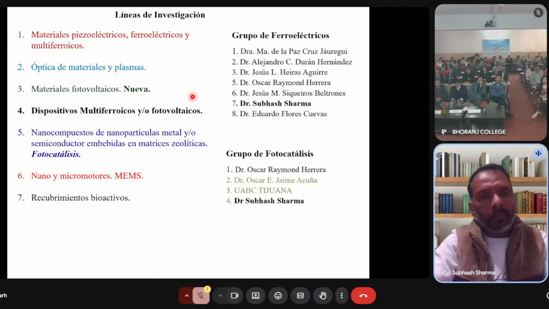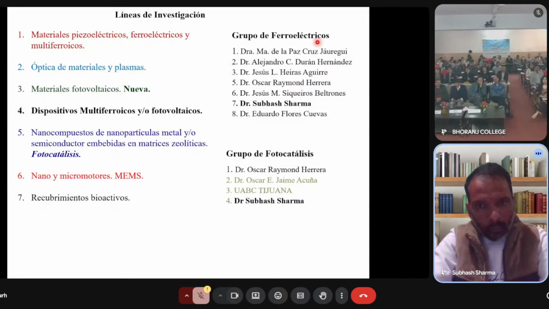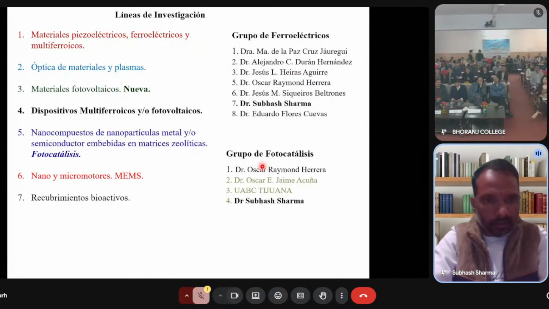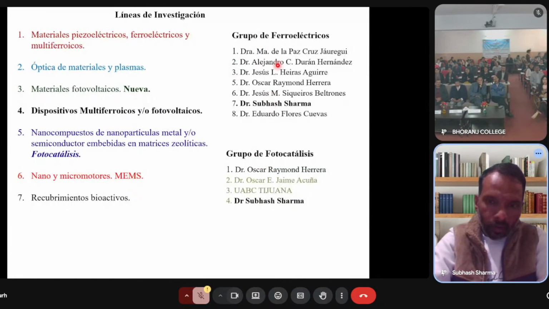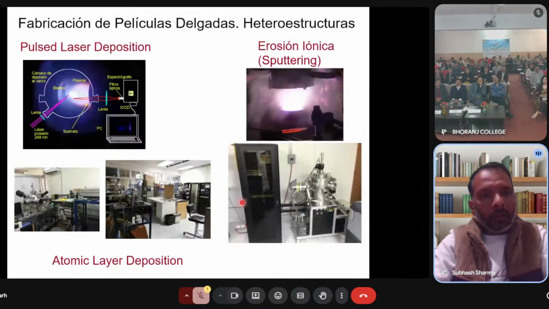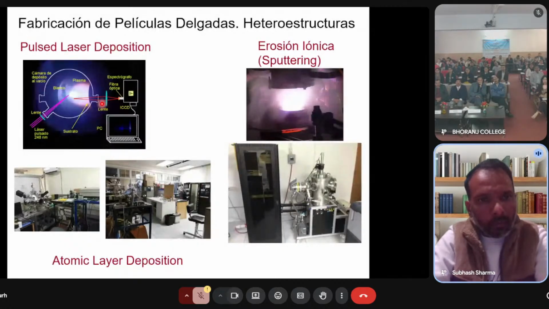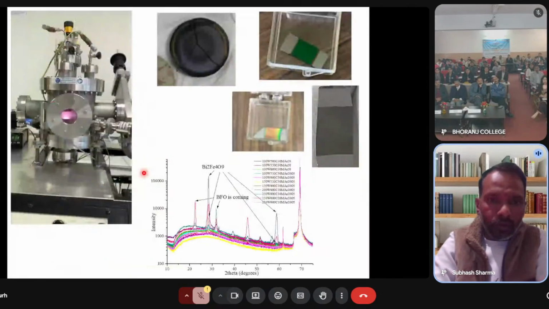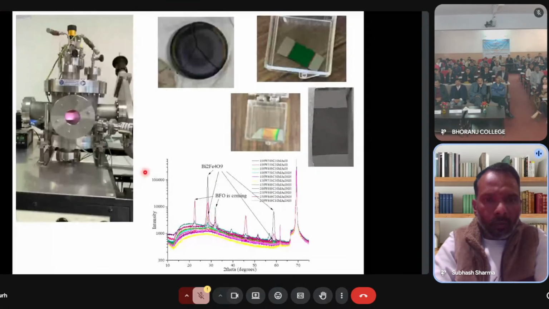My department is called Advanced Materials, and we have different groups, a group on ferroelectrics and a group on photocatalysis. These are the investigators, meaning researchers. We have 8 researchers in this group, 4 in this group, and some technicians. In my lab, you can develop thin films by pulsed laser deposition, by sputtering, and also by atomic layer deposition. This is just a result from my student.